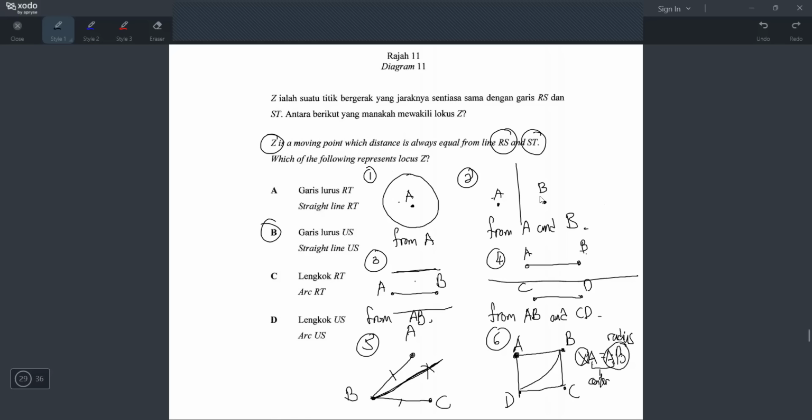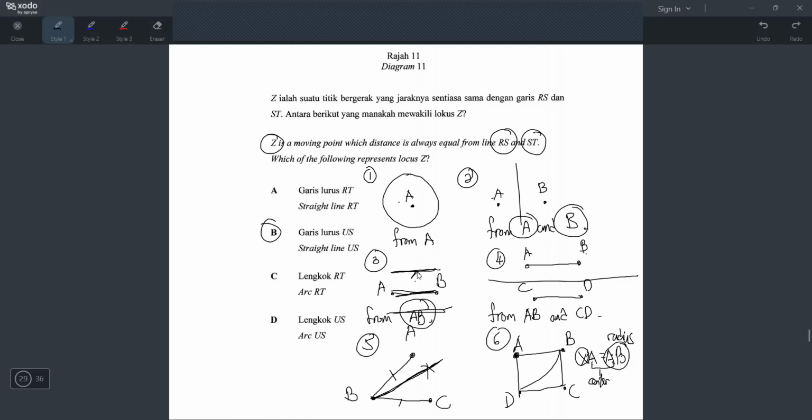If they say from A and B, meaning from two points, you cut it in the middle. But I want you to see the difference. This one is from A and B. This one is from AB. It's not the same. From A and B means two points. From AB means one line. So it's a different one. From AB, one line, means you will draw two lines.